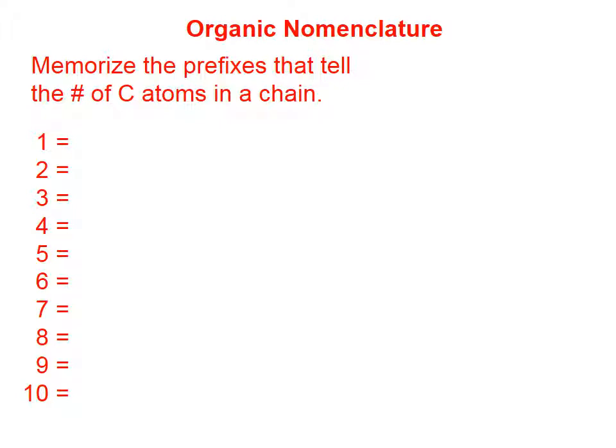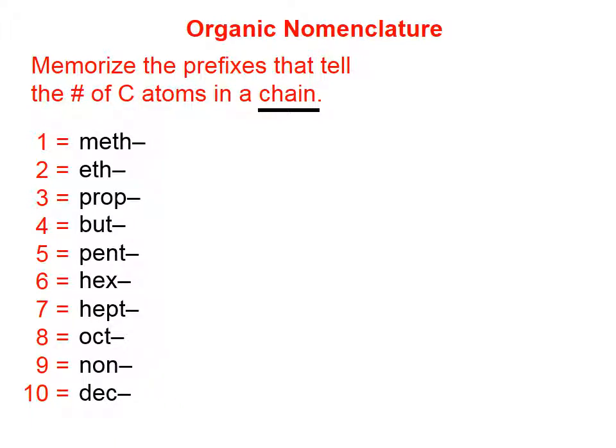Memorize the prefixes that tell the number of carbon atoms in a chain. These 10 prefixes are required memorization in my class. 1 is meth, 2 is eth, 3 is prop, 4 is but, 5 pent, 6 hex, 7 hept, 8 oct, 9 is non, and 10 is dec. Those 10 prefixes absolutely must be memorized.